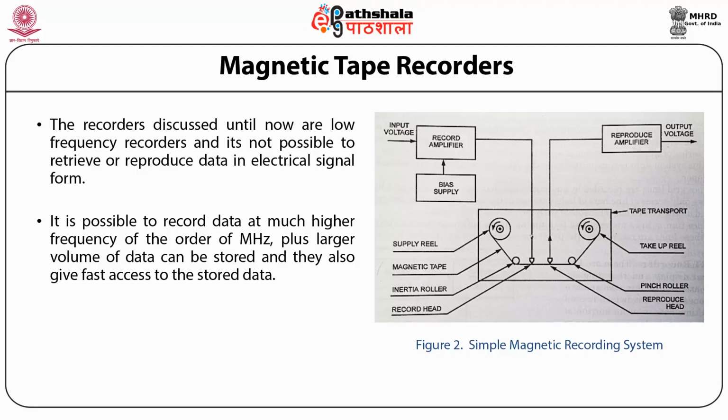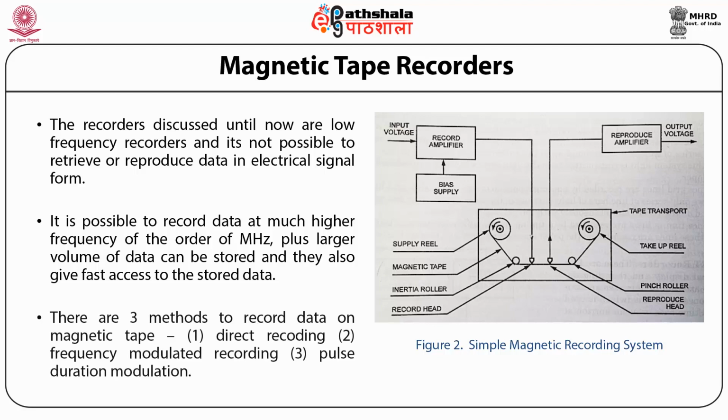Different types of recording systems like magnetic tapes, discs, strips, drums, or loops use the same kind of transducers and magnetic medium to record or reproduce the data. There are three methods to record data on magnetic tape. First is direct coding, second, frequency modulated recording, third, pulse duration modulation. But before we look into these three methods, let us discuss the basics of the magnetic recording system.